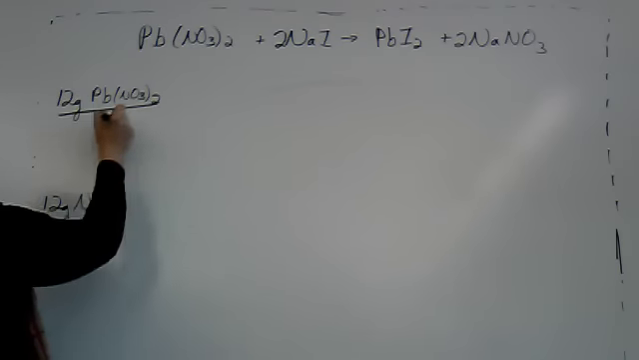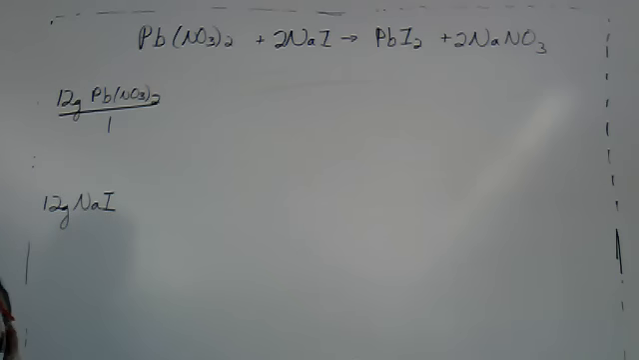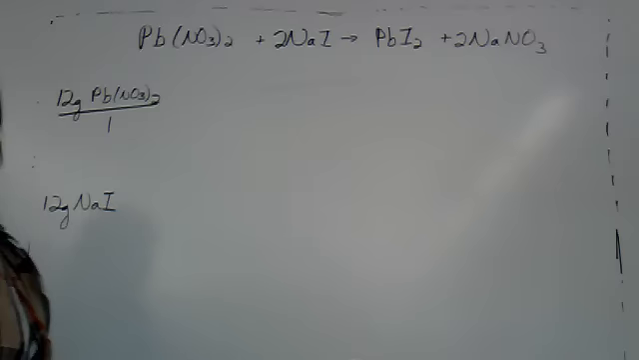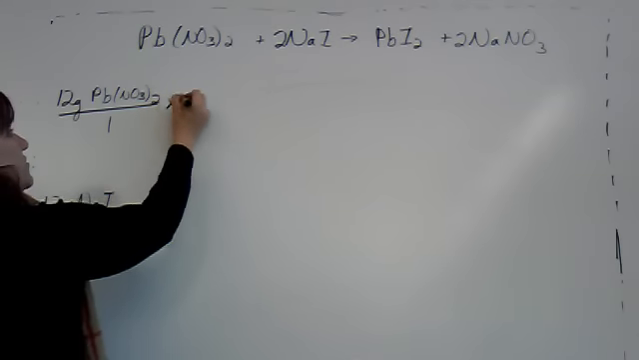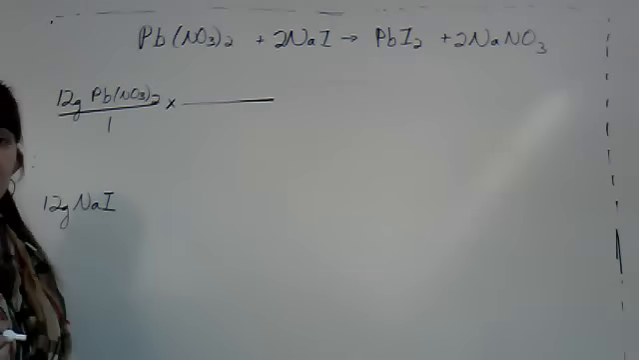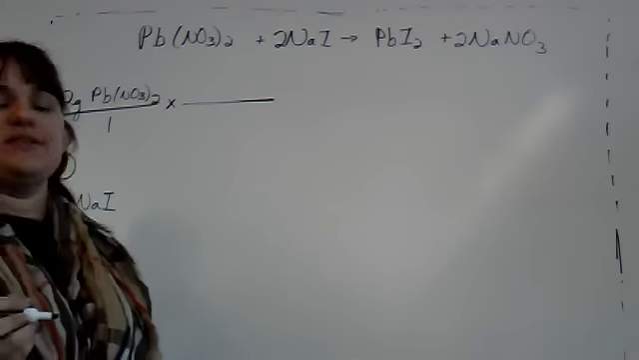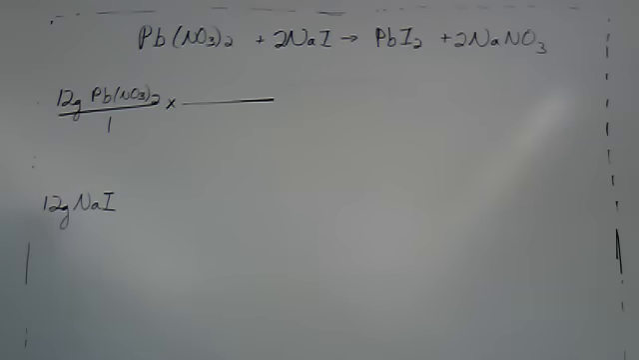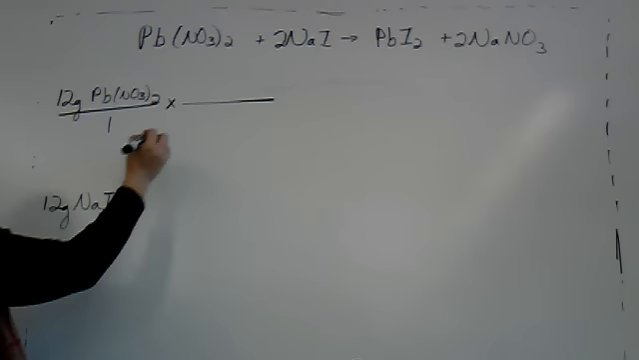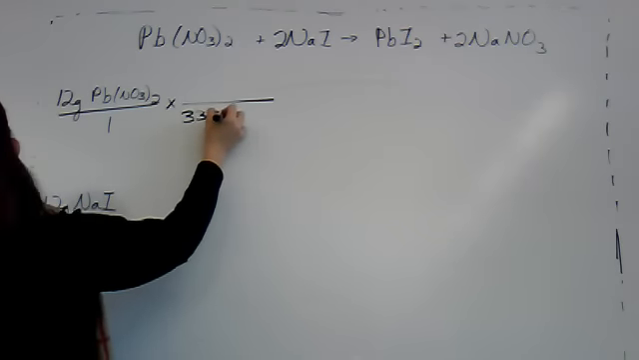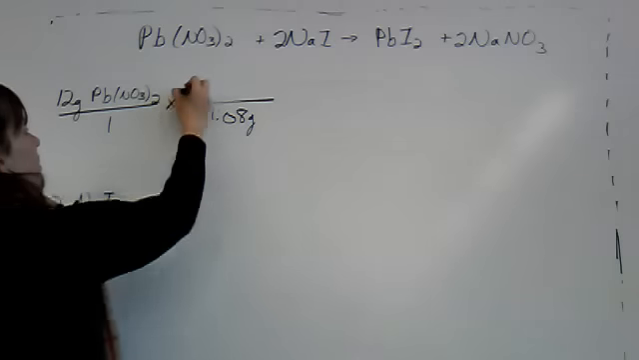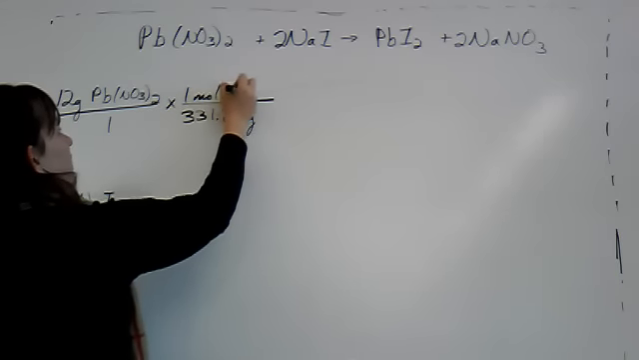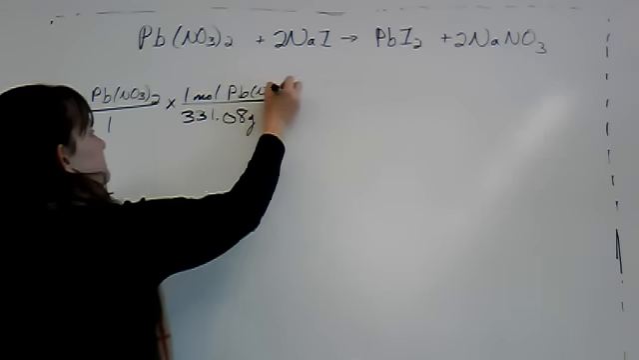The first amount that was given is 12 grams of lead nitrate. I'm going to follow my 4 steps. I'm going to take the amount given and put it over 1. Hopefully you remember your second step, which is to convert to moles. So I'm going to use my molar mass. Because we're in grams, we're going to be using our molar mass. The molar mass of lead nitrate is 331.08 grams, and that just comes from the periodic table, for every mole of lead-2 nitrate.